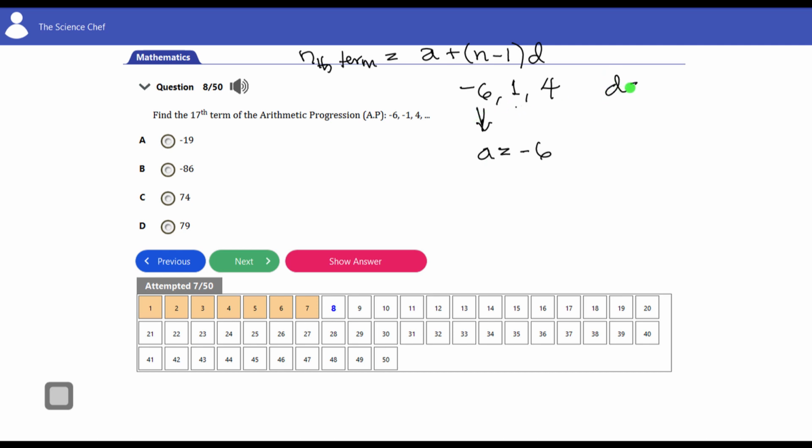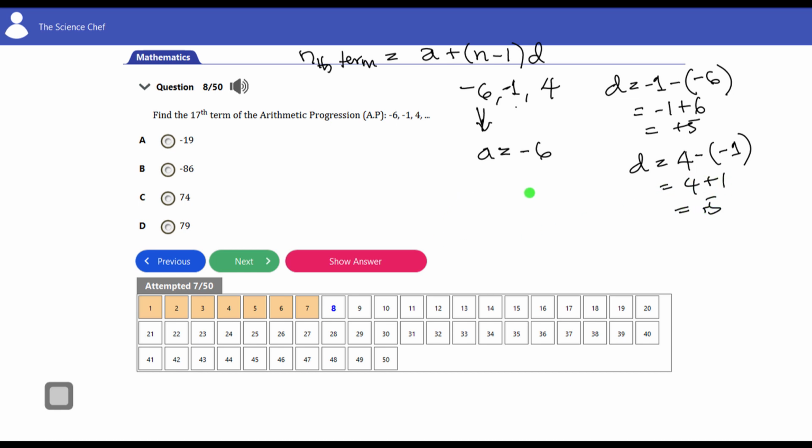So our d will be minus 1 minus 6, right? Minus 1 minus 6 gives us minus 1 plus 6. That gives us plus 5. We have to be sure that that is the common difference, so we're also going to check using the third term and the second term. That will be d equals 4 minus, minus 1. If we evaluate this, we get 4 plus 1, which is 5. Good. So our d is 5, our a is minus 6, and our n is 17, right?